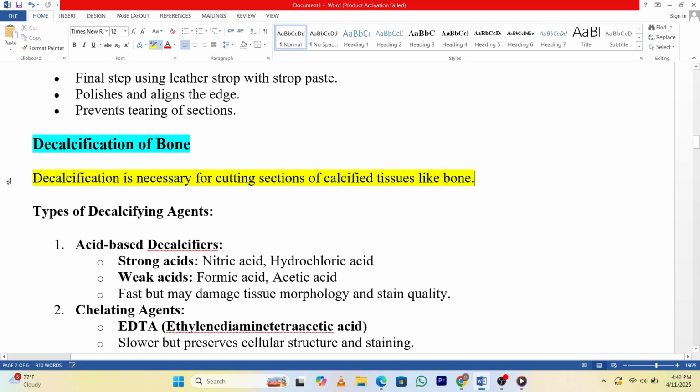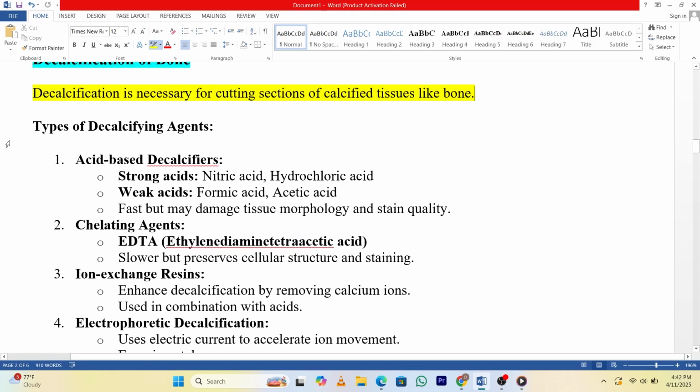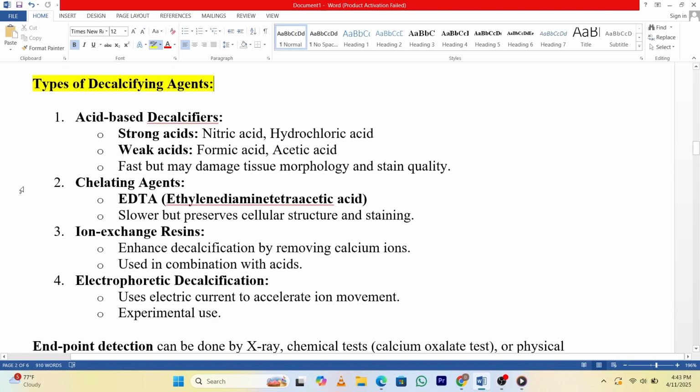Decalcification of bone. Decalcification is necessary for cutting sections of calcified tissues like bone. Types of decalcifying agents. 1. Acid-based decalcifiers. Strong acids, nitric acid, hydrochloric acid. Weak acids, formic acid, acetic acid. Fast but may damage tissue morphology and stain quality.